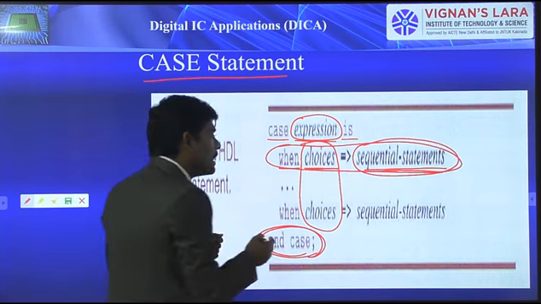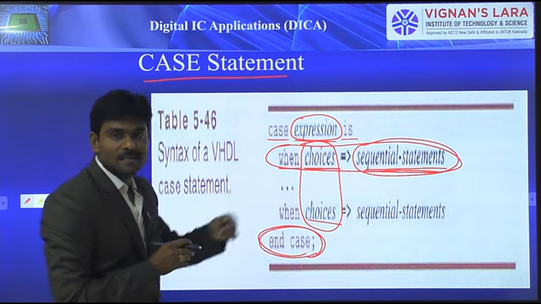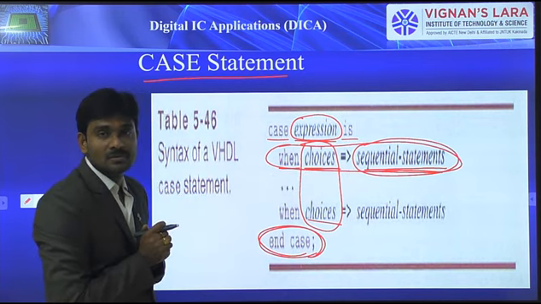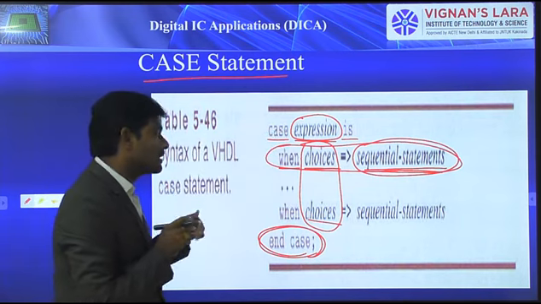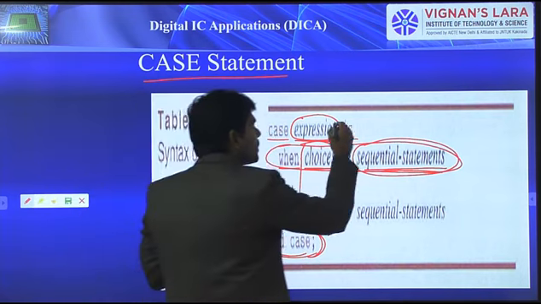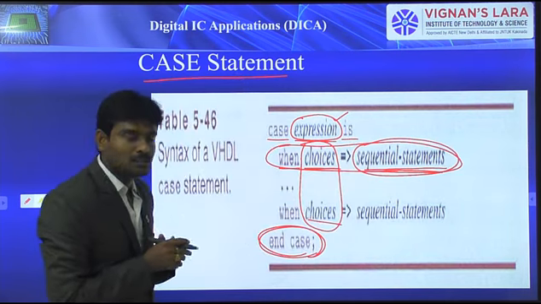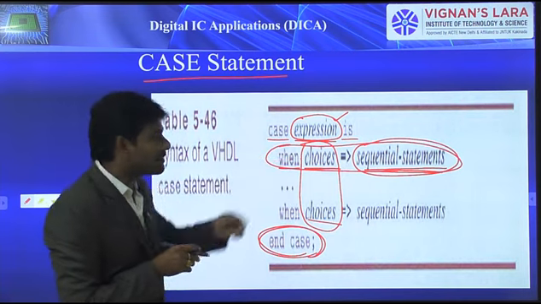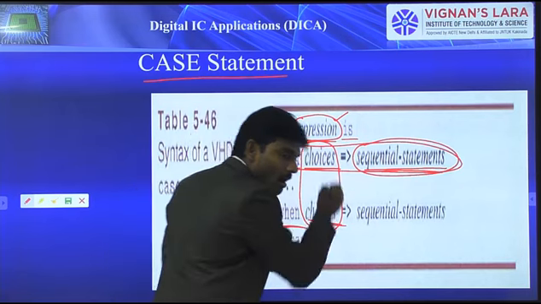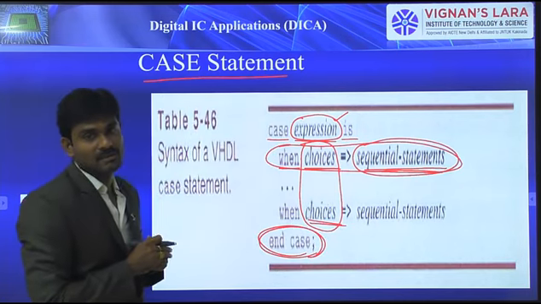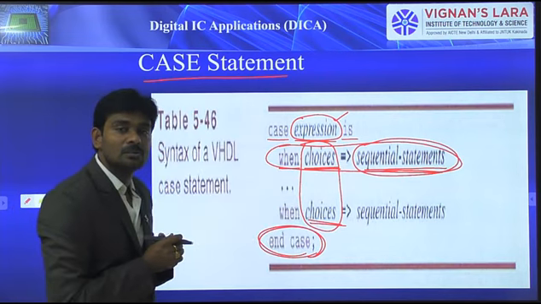As we discussed previously, whenever we mention choices, all these choices must be mutually exclusive to each other. No two choices should match. That is the thing we are supposed to take care of. And whatever the possible values or combinations of outputs of that expression, all of those must be covered. All those choices must be mutually exclusive.